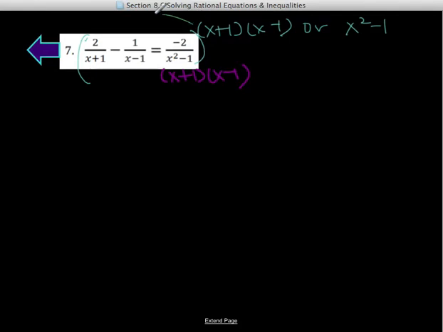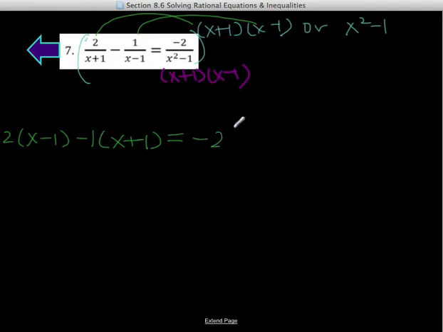Now I go ahead and I'm going to distribute. So this time I'm not going to write it all out. I'm going to have 2 times, if I do this, my x plus 1s will cancel. So I'm only going to have times x minus 1. Minus 1 times, now look, I have an x minus 1 here, so when I distribute, my x minus 1s will cancel. So I'm only going to be left with x plus 1 is equal to negative 2 times, well, this is the same as x squared minus 1, so those will cancel, so it equals negative 2.